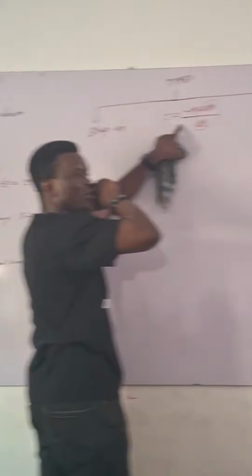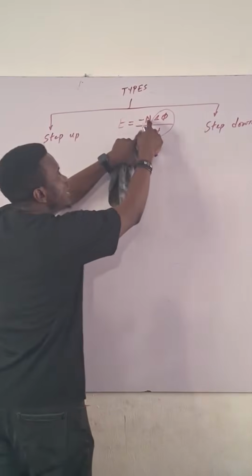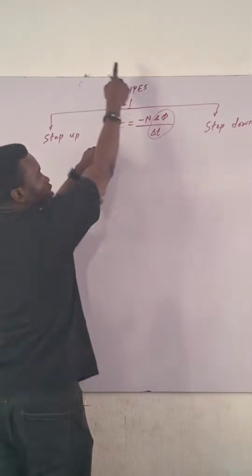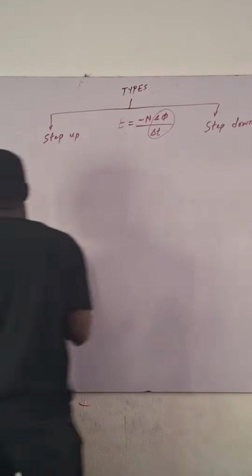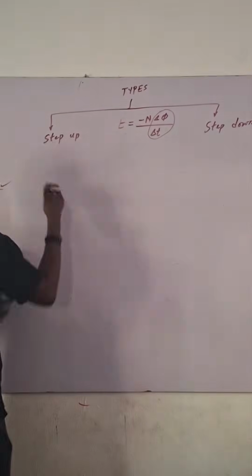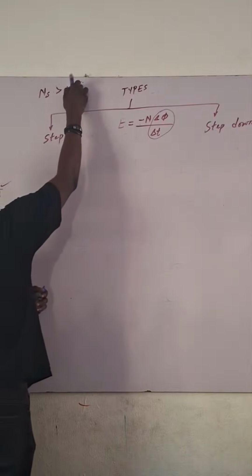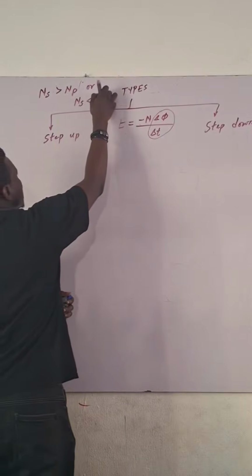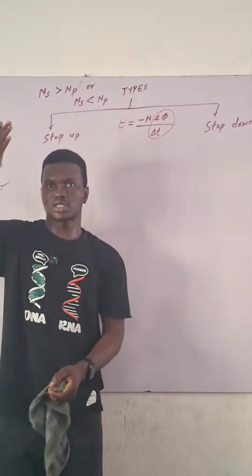So the one with the higher number of turns will be the one with the higher voltage, because E and N are related. If N increases, E increases, so voltage will increase. So in my step up, if you now look at the design, which one should be my step up? The one where the number of turns of secondary is greater than the number of turns of primary, or the one where the number of turns of secondary is less than the number of turns of primary? I want to step up the voltage.